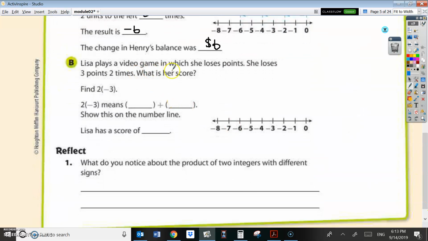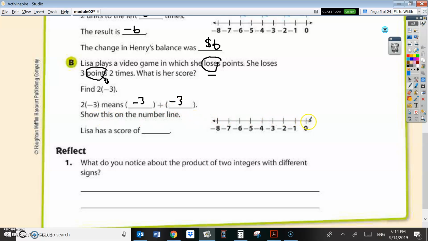Lisa plays a video game in which she loses. Loses is a negative amount. She loses 3 points 2 times. There's the points. Okay. So 2 times -3 means -3 plus -3.